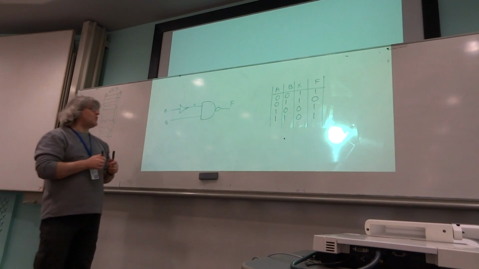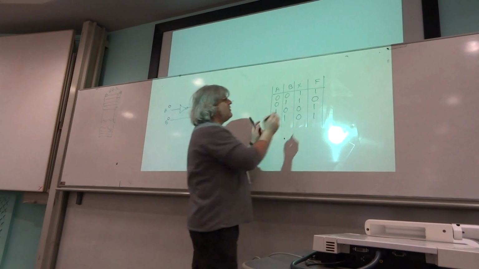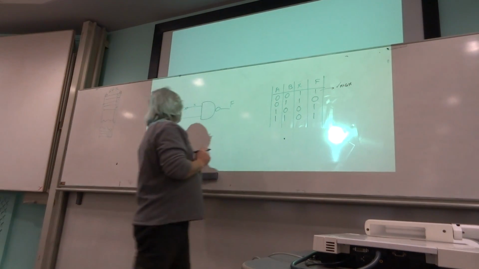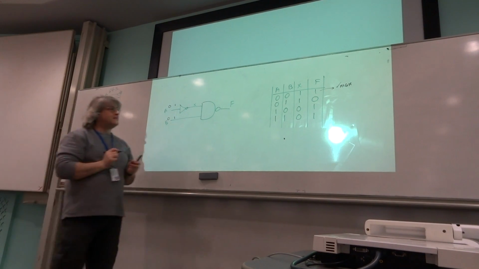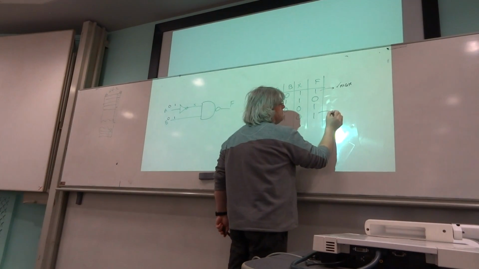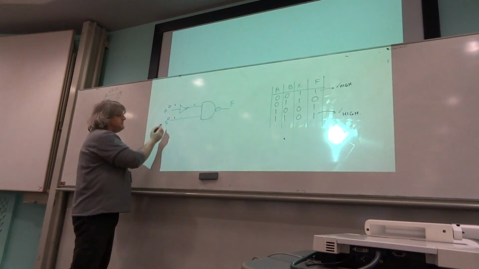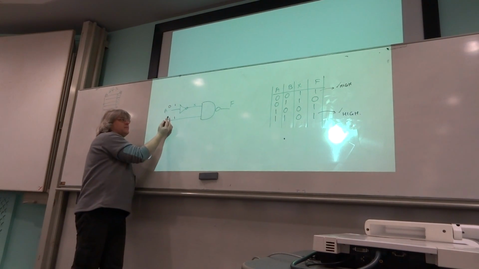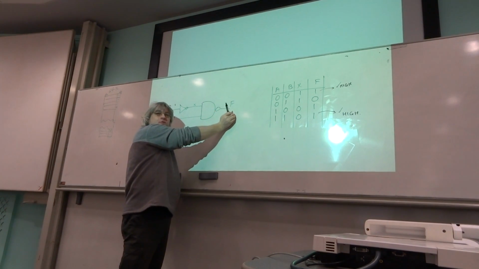Now let's consider the situation when A is low and B is low. A is low, B is low, F is high. And let's consider the situation now where A is high and B is high. A is high and B is high, this is high. So, if the address bus happened to switch from values where we went from low, low to high, high, we would expect this to remain high the whole time.